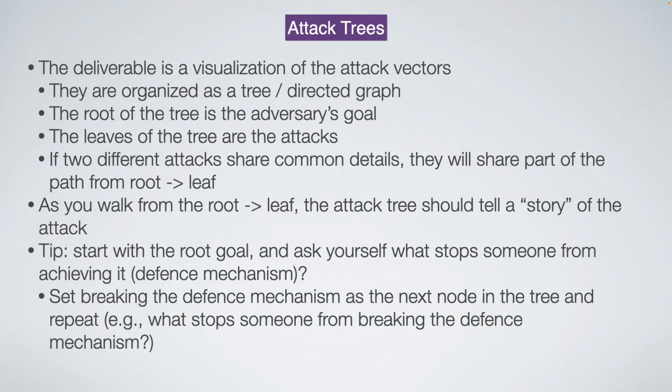One tip before we do a small example: the adversary has a goal, that's your root node. So your first job is to start filling in the tree from the first node. What you do is ask yourself, what stops the adversary from achieving their goal? There must be some reason why they can't just straight up do it, right? If they can, then it's a pretty simple attack tree. So you can write that down as the next node.